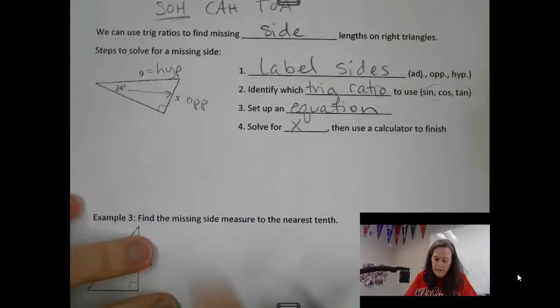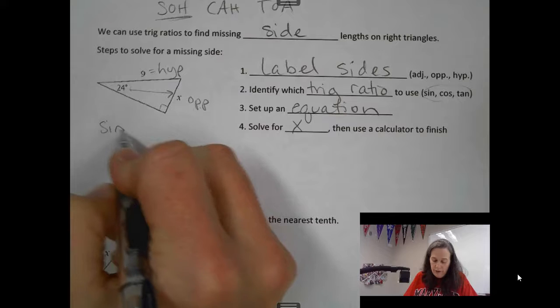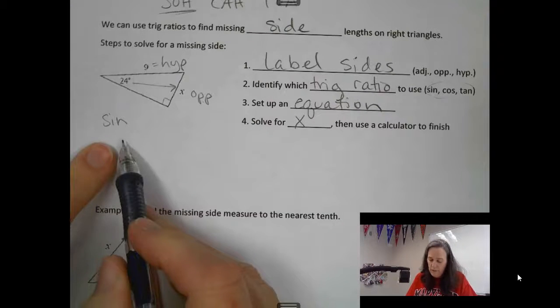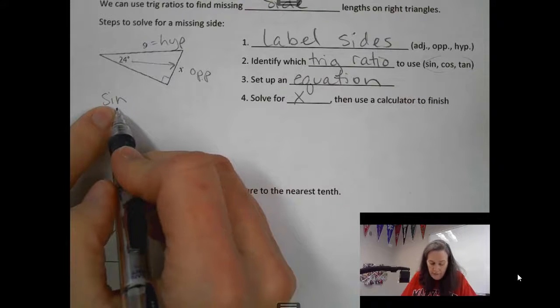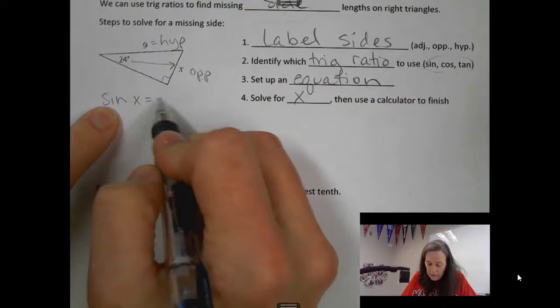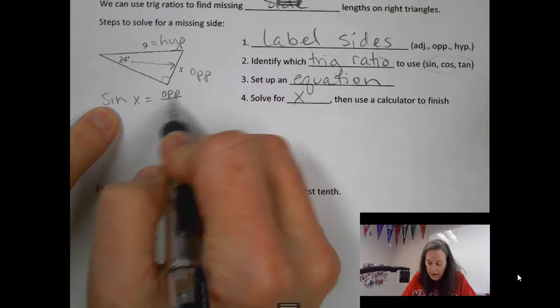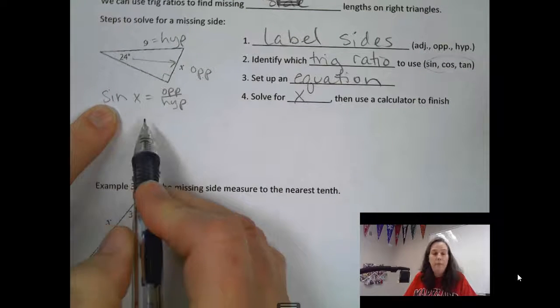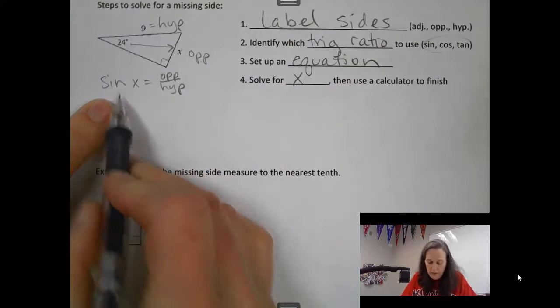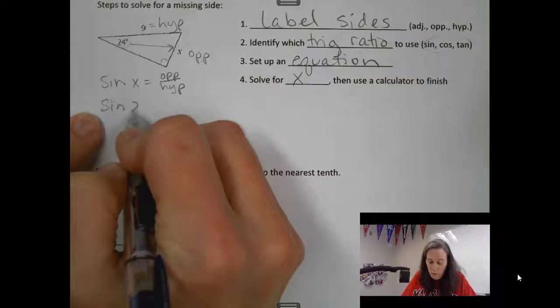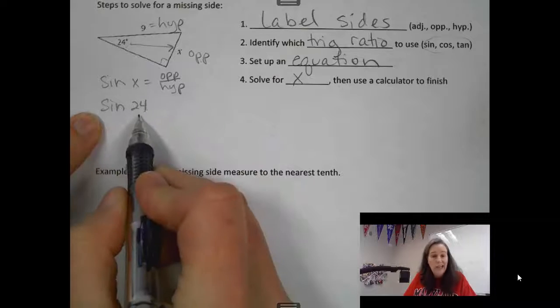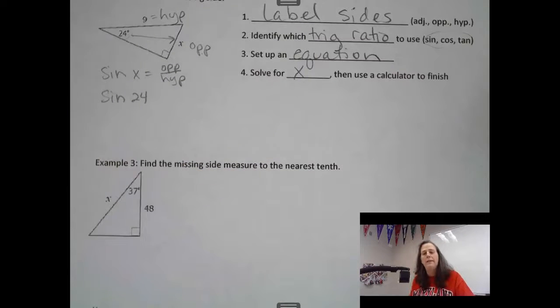The sine ratio is the one that's going to help me the most. Set up an equation. The sine of x equals opposite over hypotenuse. Let's see what pieces we have that we can plug in. Well, we do have the angle measure. So sine of 24, and that's where that angle would go. Uh-oh, my battery is going to die. Hold on.